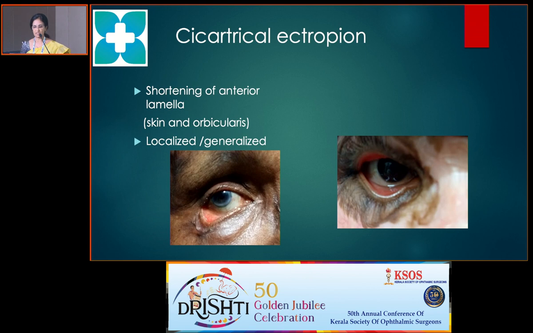Then comes cicatricial ectropion. Cicatricial ectropion is seen in the upper lid also in some congenital conditions like ichthyosis. So I am talking about acquired ectropion, mostly traumatic. This is due to shortening of the anterior lamella, that is skin and orbicularis. It can be either localized or generalized. In localized ectropion, this lady had a trauma and after healing this led to a contracture of the skin and anterior lamella here. And this is a generalized ectropion caused by facial burns.